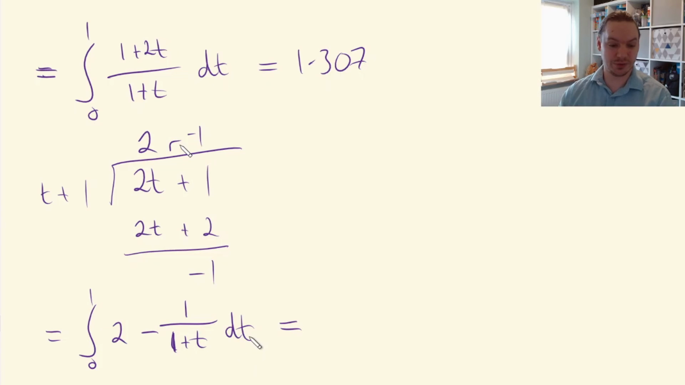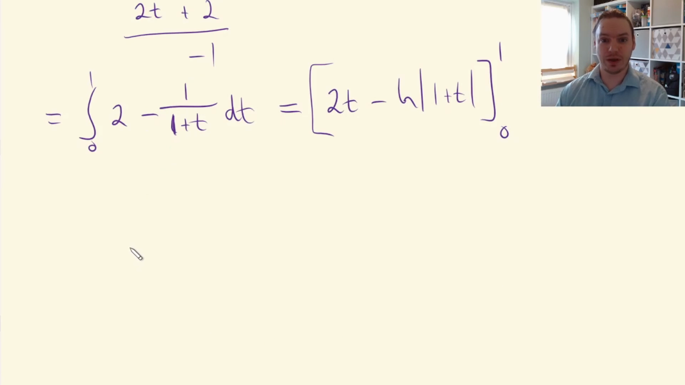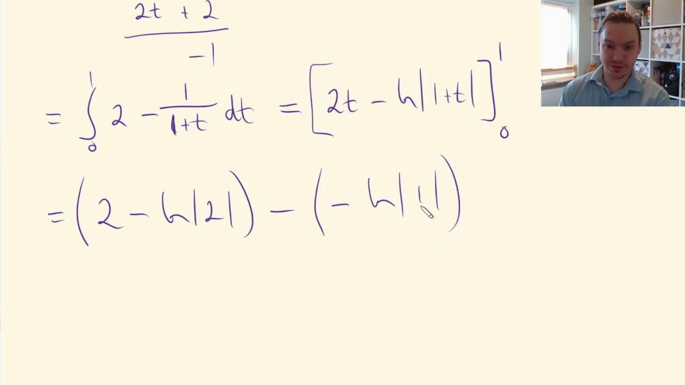And that's a fairly straightforward thing to integrate. Integrating 2 is going to give us 2t. And integrating 1 over 1 plus t is going to give us ln of 1 plus t. And that is between 0 and 1. So if we substitute our limits in, if I substitute in 1, this is going to be 2 minus ln of 1 plus 1, which is 2. Take away, if I substitute in 0, this is 0 minus ln of 1. Natural log of 1 is 0, so this is all gone. So my final answer is 2 minus natural log of 2.